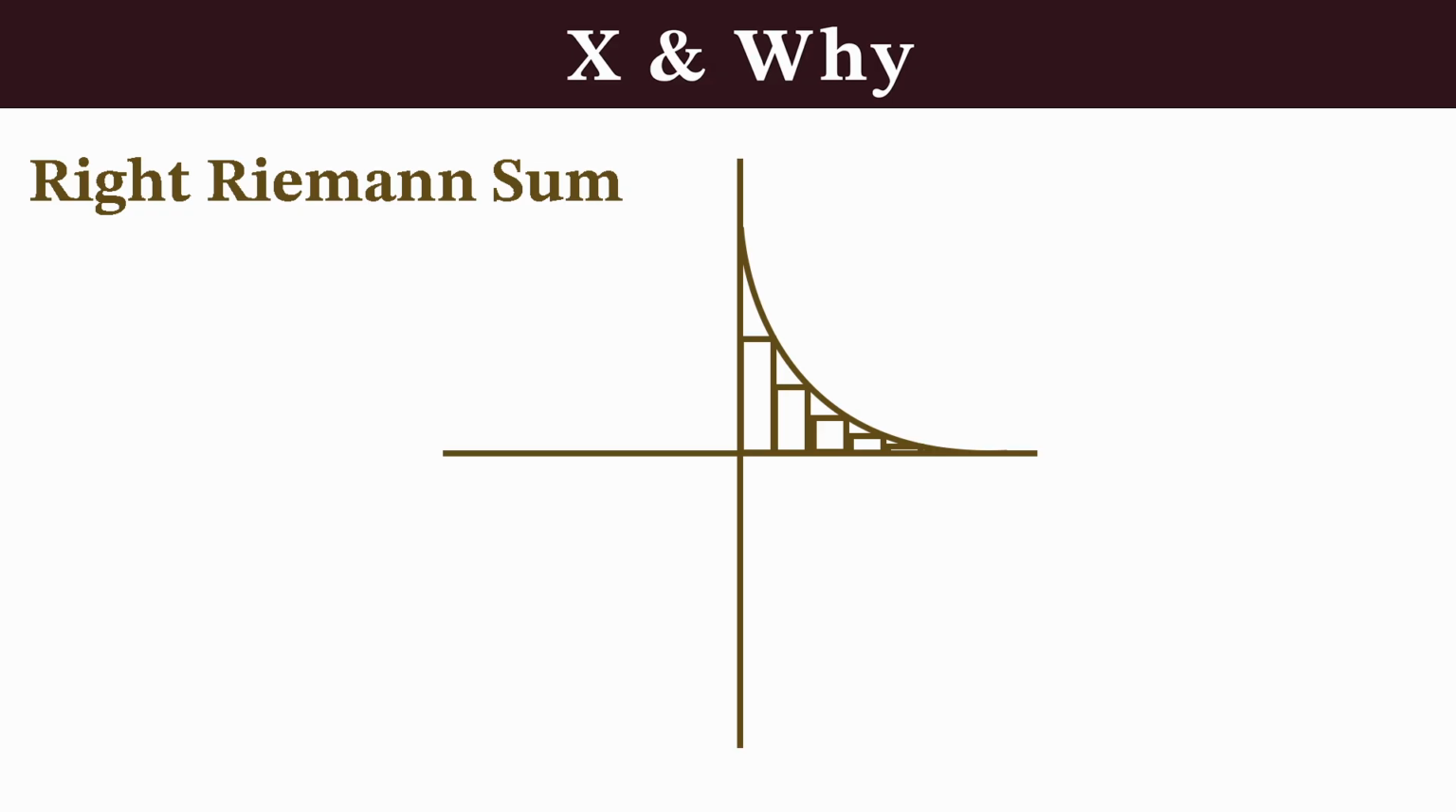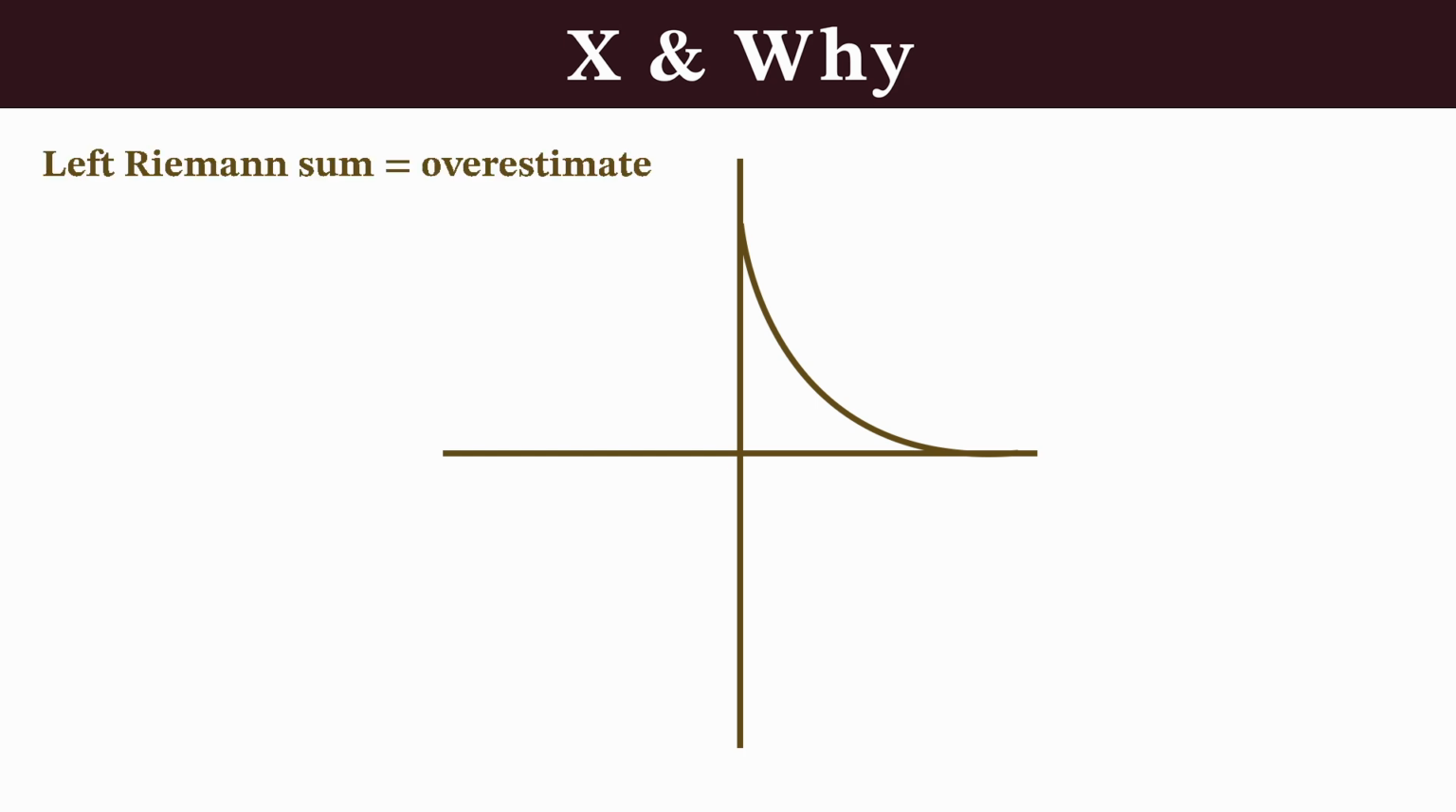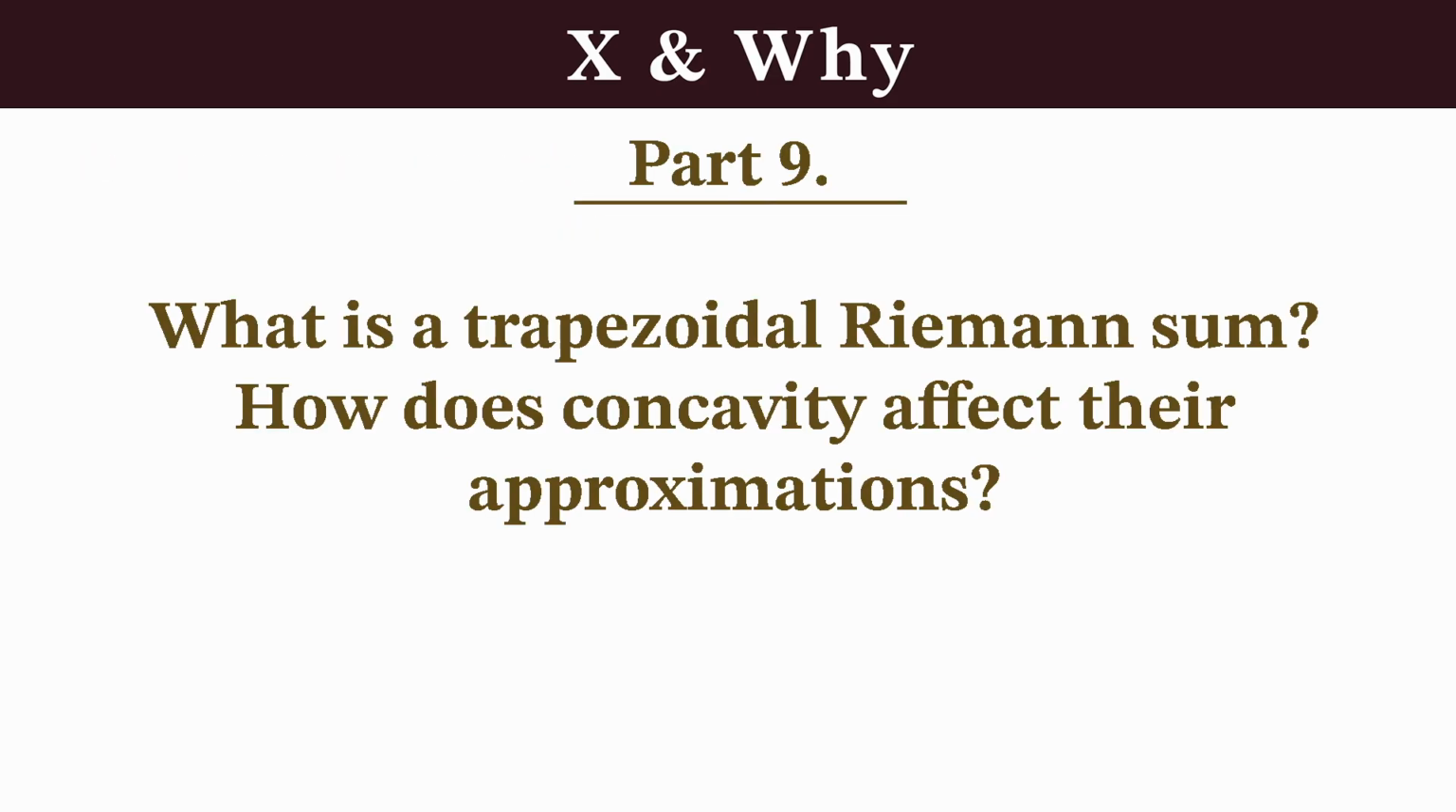When the function is increasing, the left Riemann sum is an underestimate, and the right Riemann sum is an overestimate. When the function is decreasing, the left Riemann sum is an overestimate, and the right Riemann sum is an underestimate.